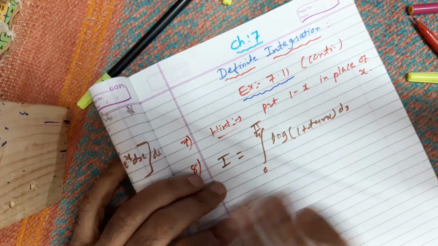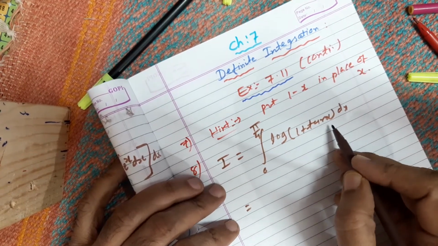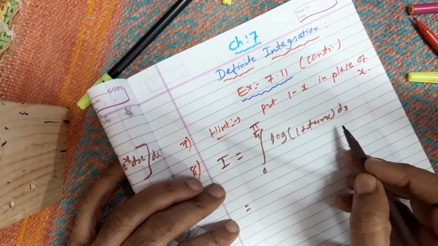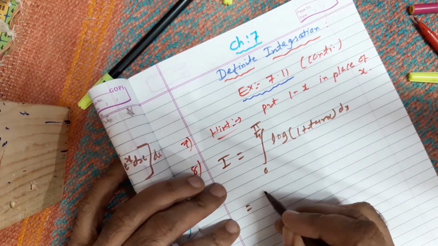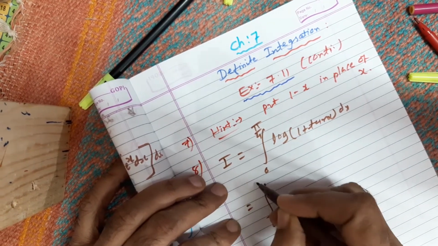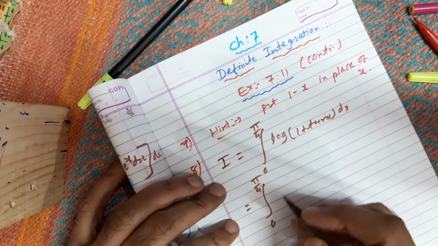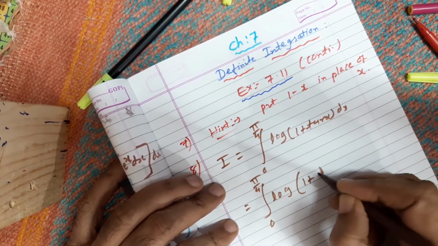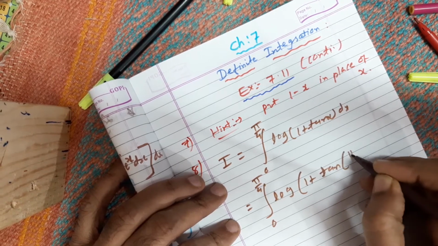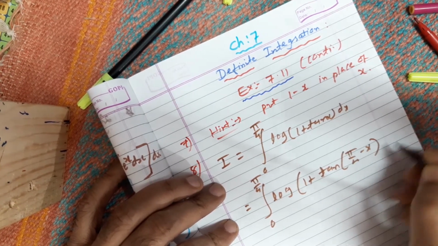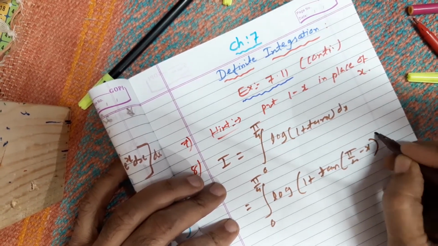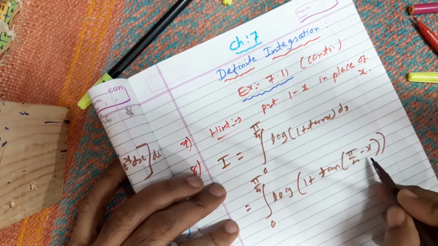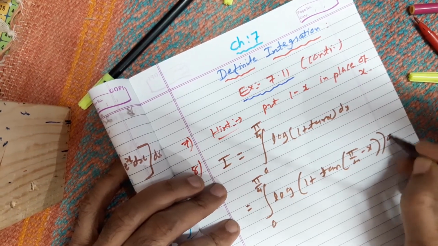First thing is just what we did earlier. Instead of x, put pi by 4 minus x. That is the same thing we have been doing since the last lecture. So log of 1 plus tan of pi by 4 minus x. In place of x, put pi by 4 minus x, dx.